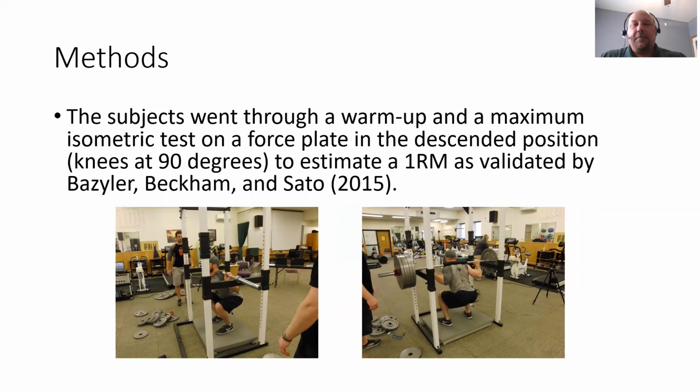So after that, we put them through a little bit of a warm up, and then we did a maximum isometric test on a force plate. And we had them do the isometric test when the knees are about 90 degrees. And we use that to estimate a 1RM for the study for the reps we have them go through after this. So you can see some pictures here, kind of how we did it. Basically, we found about a 90-degree position, and then we loaded up the bar with more weight than they could move, and then we tested them for an estimated 1RM for that position.